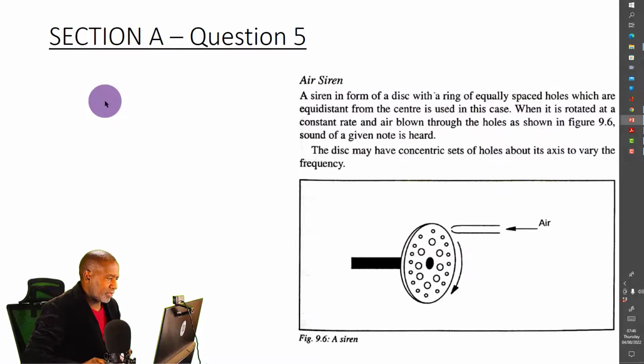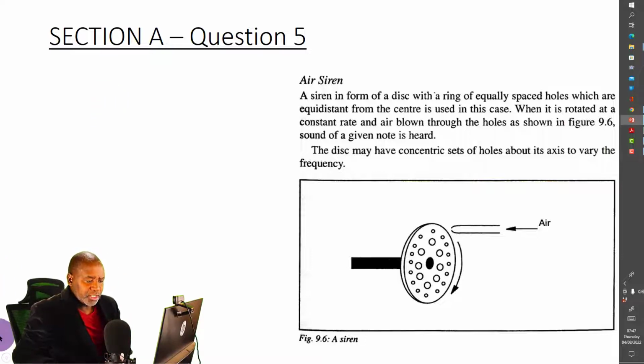Now, what is a siren? Over here in your course book, you've got this literature. They've shown you the siren. It actually consists of this disc. It's got a number of holes. Some of them are far away from the center, some of them are near the center. Some of them are wider, others are very thin. And then there is a jet of air which is directed to these holes.